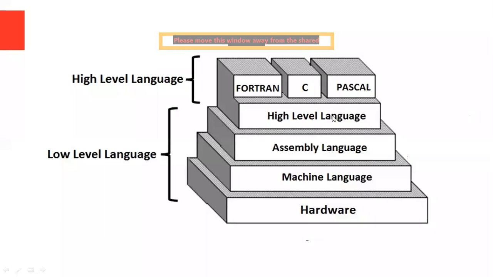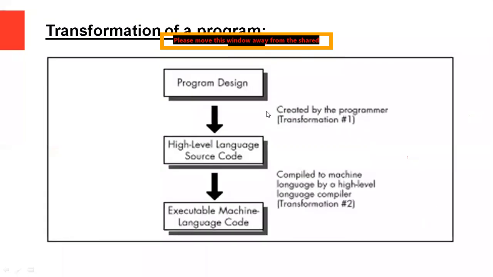So these high level languages are converted into assembly level language by using compilers, and these assembly level languages can be converted into machine level language by using an assembler. So the assembler is used to convert it into machine level language. Okay, so this is the diagram for the high level languages and low level languages, and this is the transformation of a program, how a program is transformed for the computer.